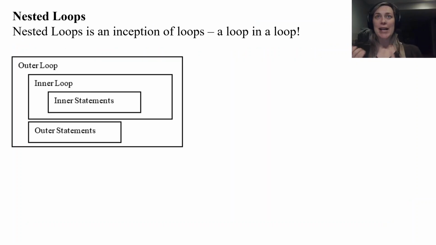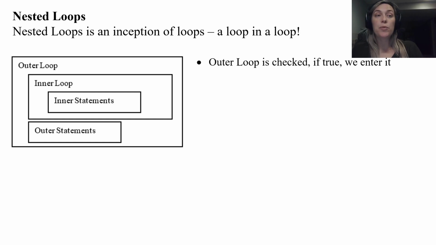So a nested loop is an inception of loops, a loop inside of a loop. And here's a visual for you on what that looks like. You have some big outer loop, and then inside that you have an inner loop, and you have what's called inner statements and outer statements. Inner statements pertain to the inner loop, and the outer statements pertain to the outer loop.